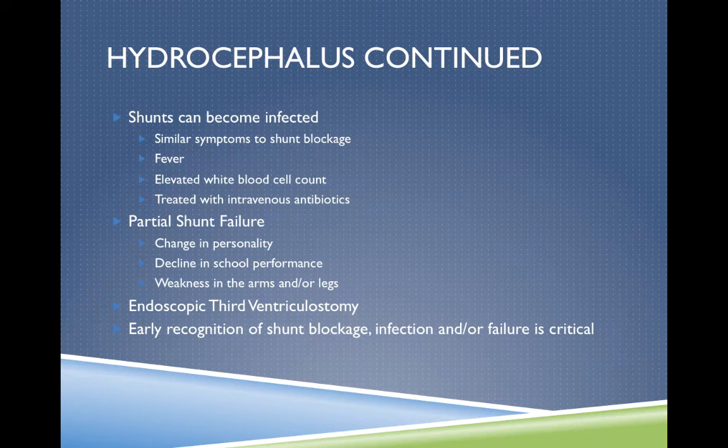There's also a new procedure out called endoscopic third ventriculostomy. It is a new treatment in which a hole is placed in the floor of the ventricles in order to drain the cerebrospinal fluid within the brain, although the effectiveness is still uncertain in relation to hydrocephalus associated with a neural tube defect. And just generally, early recognition of a shunt blockage, infection, and/or failure is critical.